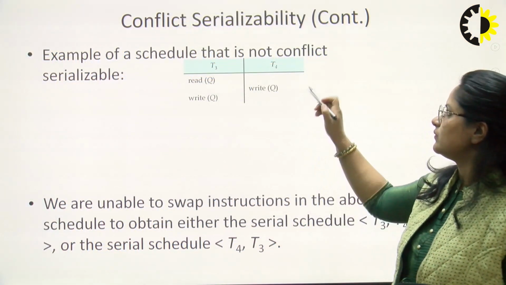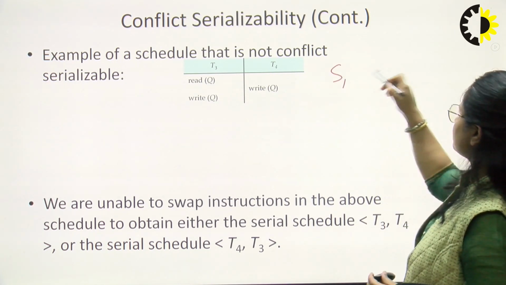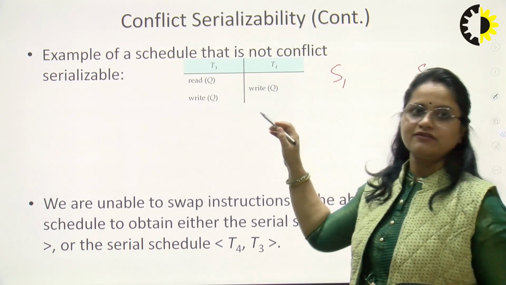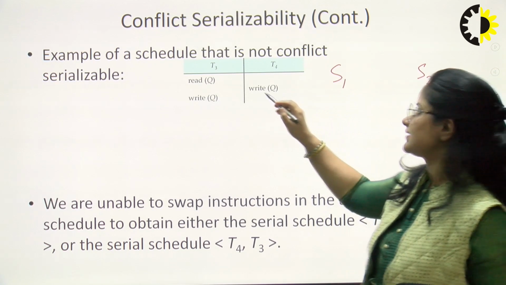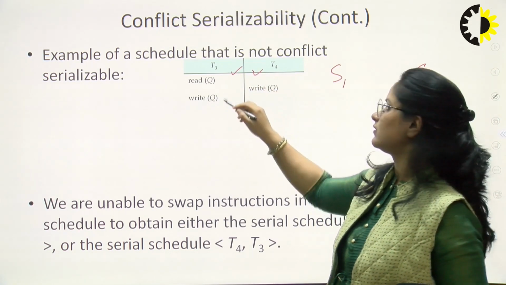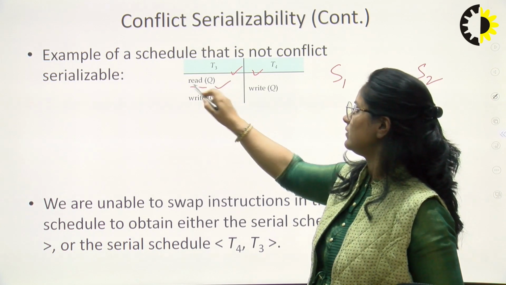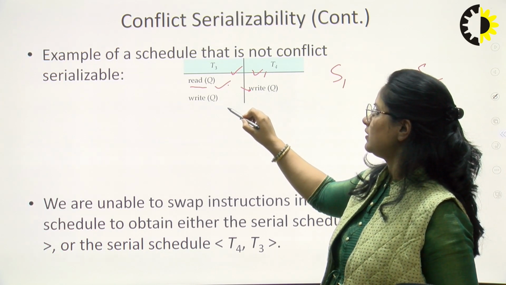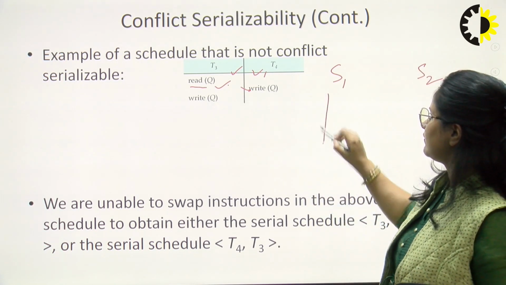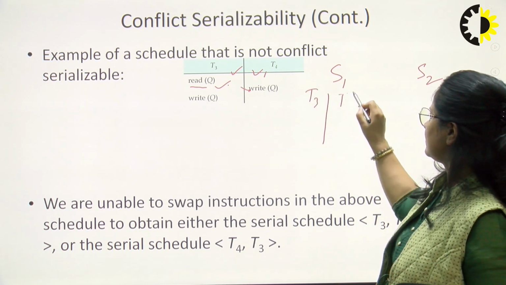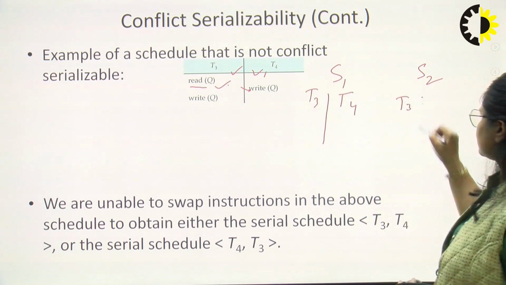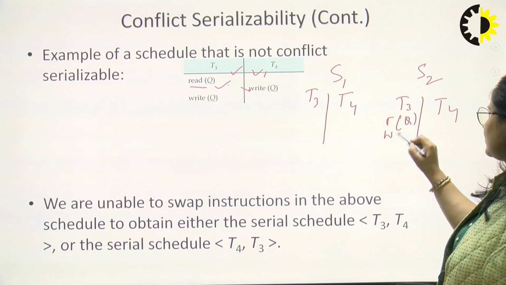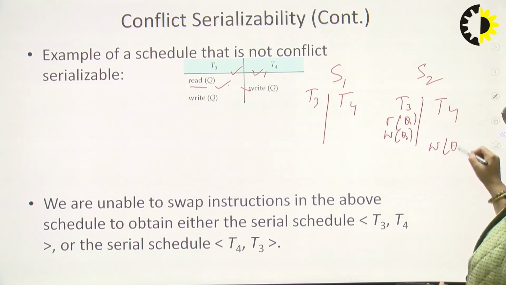Now here we can see another schedule. Now we have to find, let's suppose, are we able to provide the serial schedule? These are two transactions, T3 and T4. Q is a data item where we are reading Q, and then T4 is writing. Are we able to provide a serial schedule? Can we do it as T3, T4? Are we able to do it like read Q, write Q, write Q? Can we do this? No.